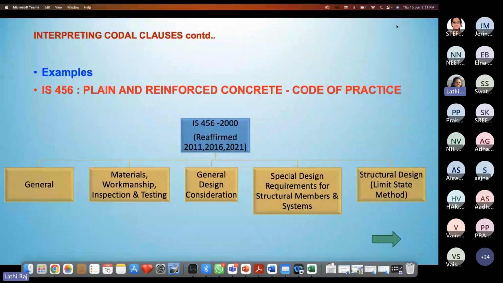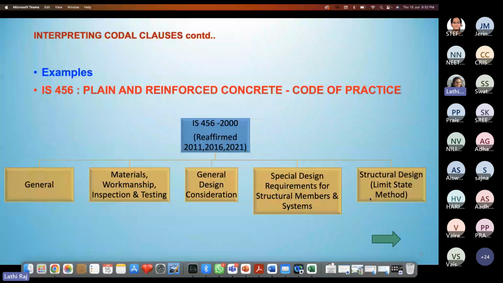Okay, it has five parts. One is the general part. Section 2 covers the materials, workmanship, and inspection and testing, which is about the material, the workmanship, and how you have to test it, how you have to inspect it, and when you have to remove the scaffolding and the formwork. The general design considerations are given in section 3, and special design requirements for structural members and systems are given in section 4.